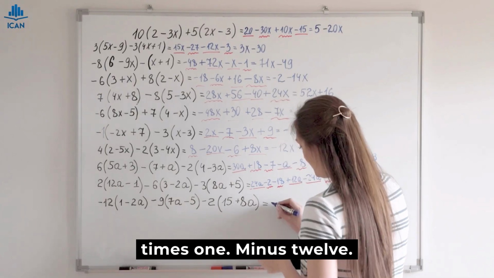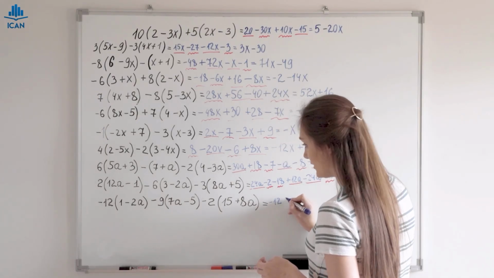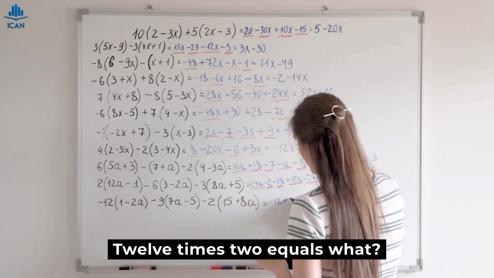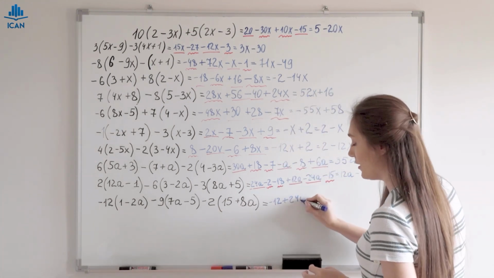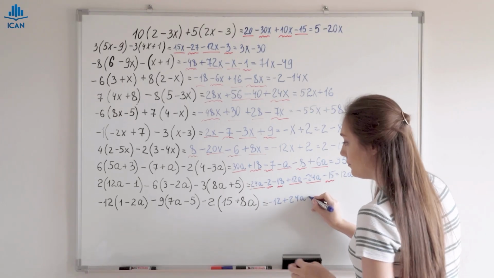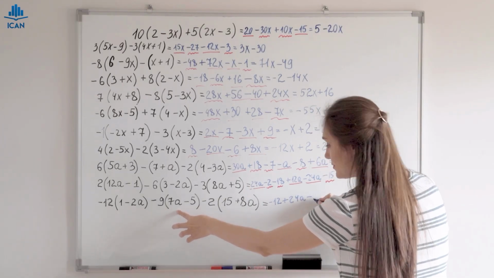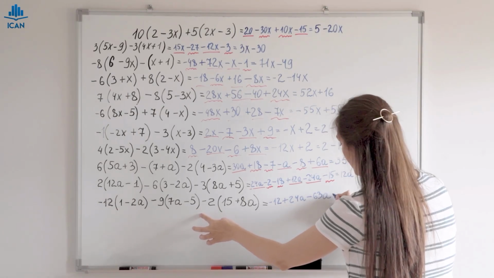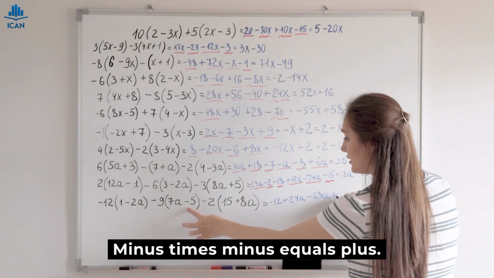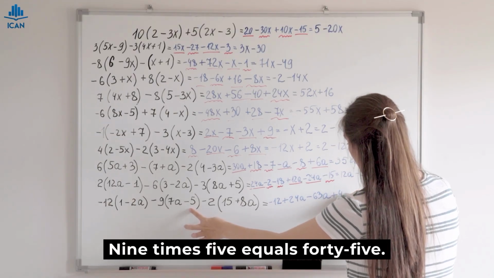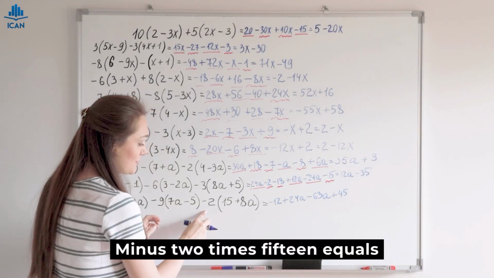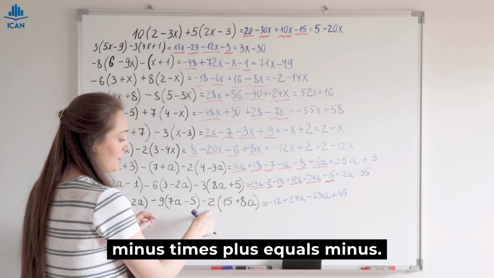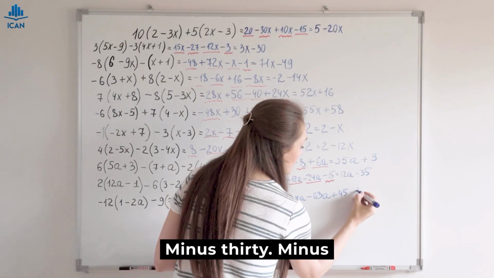Minus 12 times 1 is minus 12. Minus times minus equals plus. 12 times 2 equals what? 24a. Minus times plus equals minus. 9 times 7 equals 63a. Minus times minus equals plus. 9 times 5 equals 45. Minus 2 times 15 equals what? Minus, because minus times plus equals minus. Minus 30.